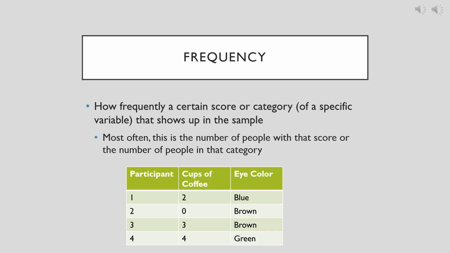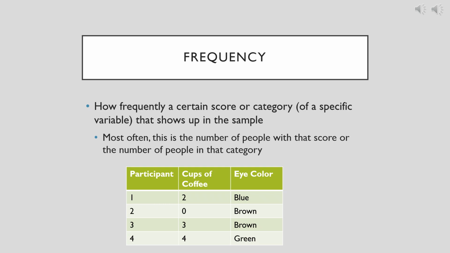And we can get at this first by looking at the table from last time where we say, okay, we got 4 participants. One of them drinks 2 cups of coffee a day. One of them drinks 0. The third one drinks 3. The fourth one drinks 4. Okay, we're adding in also a new variable of eye color. And now that's just a category, right? That's a nominal variable. So the first participant happens to have blue eyes, the second and third have brown eyes, and the fourth has green eyes.